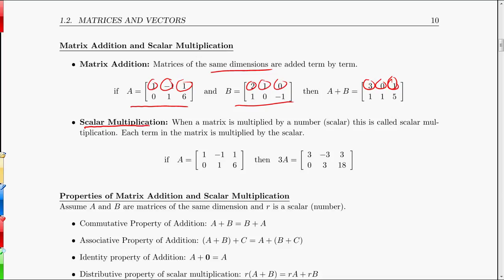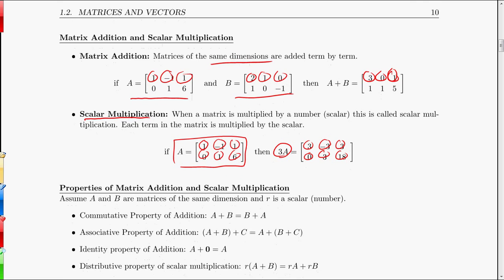Scalar multiplication acts how you might expect it to act as well. In other words, if I have a matrix like this, and if I multiply that matrix by 3, and that's just denoted 3A, I just take every term in the matrix and multiply it by that number. So I would have 3 times 1 is 3, 3 times negative 1 is negative 3, 3 times 1 is 3. So you're multiplying term by term by the number 3. All right? Finally, 6 times 3 is 18.